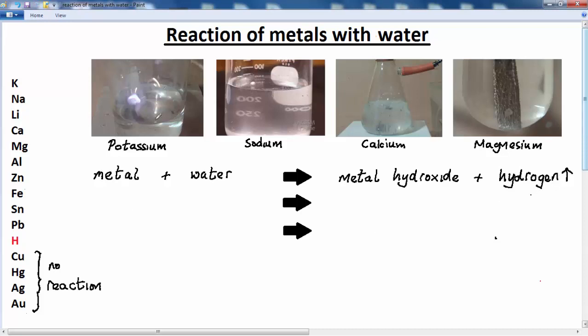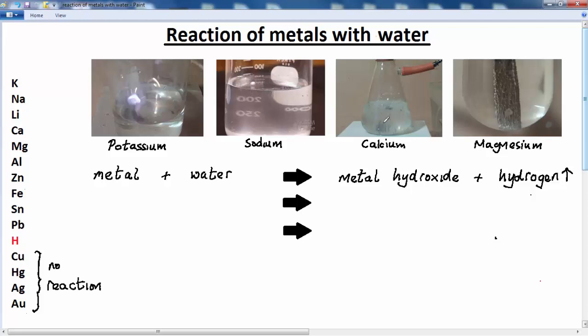Okay, so if you just look at these photographs here at the top, you'll notice that we have potassium, which is whizzing around on the surface of the water, rapidly producing hydrogen, and so much energy is produced that the hydrogen ignites to produce this lilac coloured flame. Next on the list is sodium. Well, that whizzes around on the surface of the water, but it doesn't tend to produce a flame, it doesn't ignite, but there's still a lot of energy released.